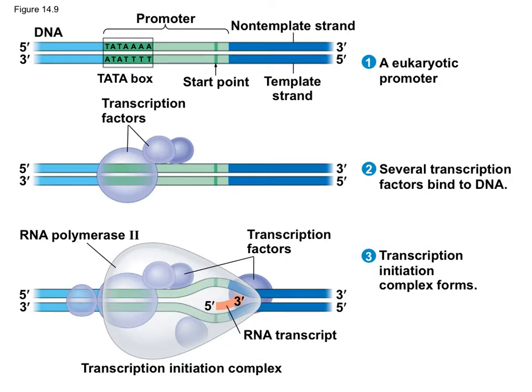Just a little closer look at initiation. These little purple grape-like things are transcription factors. Remember, those are proteins that help the RNA polymerase to bind to the promoter.